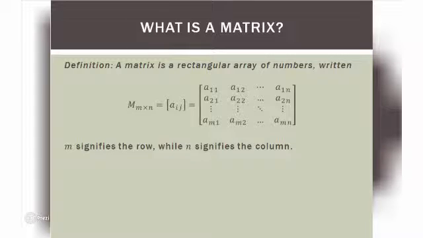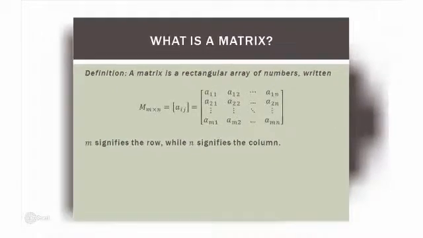Definition. A matrix is a rectangular array of numbers written as such with m rows and n columns. So for example, the entry A sub 2, 1 is the entry in the second row in the first column.